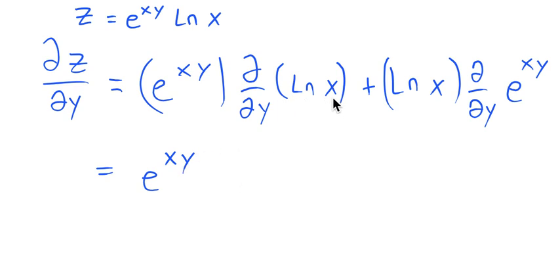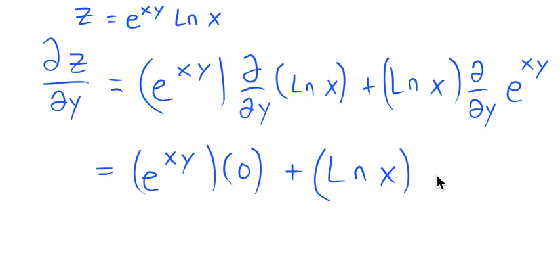Here, the x is treated as a number, and the derivative of ln of a number would just be 0. So that's what we're going to put. It's because we're differentiating with respect to y, not x. Let's see, ln x stays.